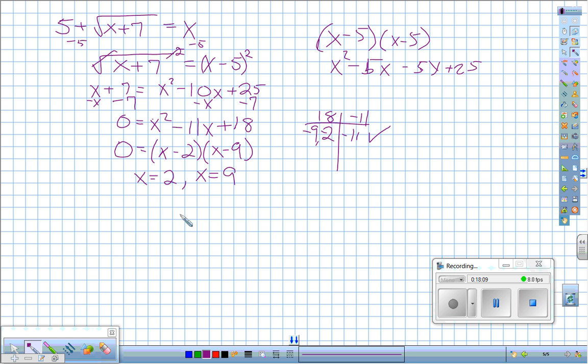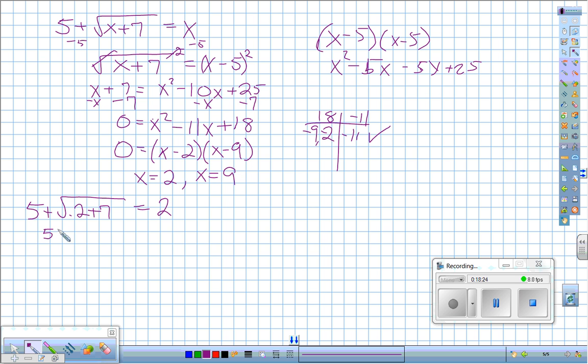Okay, again, I have to go back and check my answers. So back to my original equation for my 2. I have 5 plus the square root of 2 plus 7 equals 2.